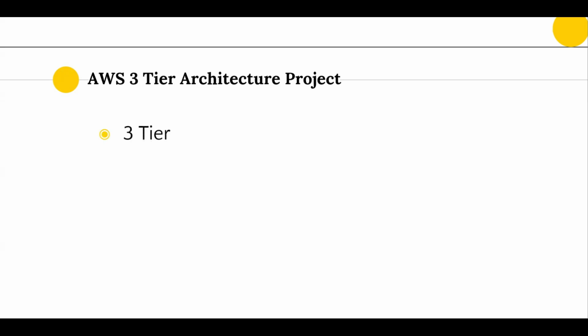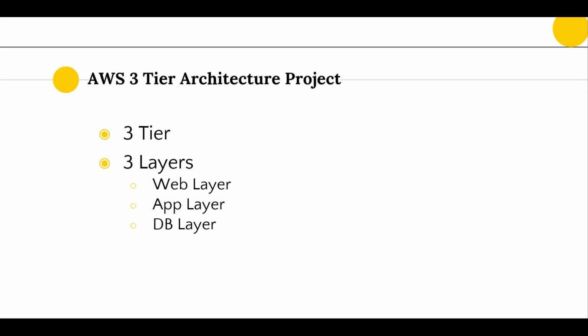Usually, three-tier means three layers. Any application running in real-time scenarios will have three different layers before deploying the application into the servers. The first one is called the web layer, the second one is called the app layer, and the third one is the database layer. The web layer consists of the front end of the application. The app layer consists of the application code. The app layer is also called the business logic layer, and the database layer consists of the database where we can store and retrieve the data.